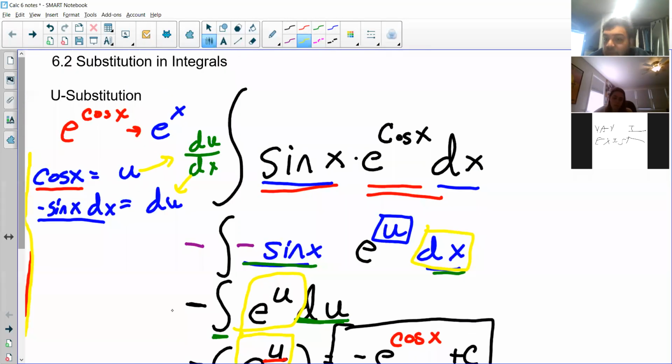Now, this u substitution mainly happens because we're typically multiplying two expressions. In here, it was sine x and e to the cosine x. And because with addition and subtraction, you can just separate it and do them separately, which is good. But in this case, we need to be able to do it together.